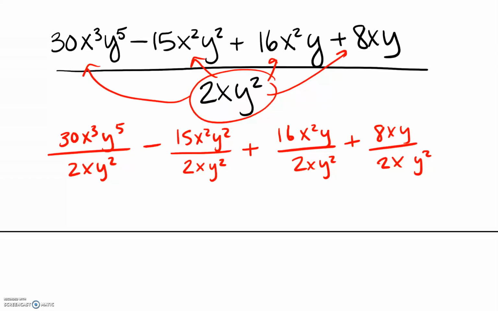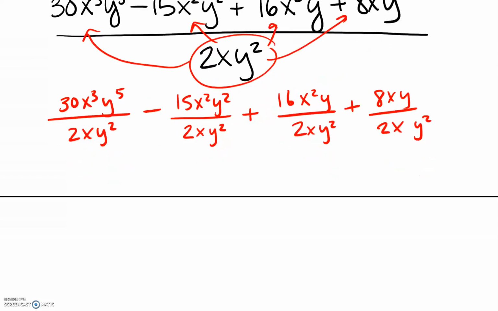So first one, we have 30 divided by 2, which is 15. We have an x to the third over an x to the first, which is going to be x to the 3 minus 1, or 2, right? Same thing with the y's. We have a y to the 5 minus 2, which is just the same thing as y to the 3. And then the next one.